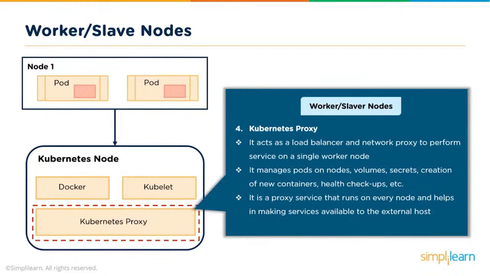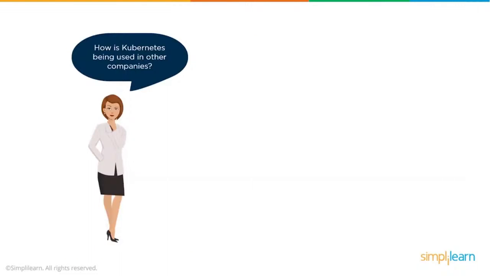And then finally you have the proxy server, and the proxy server is able to manage the nodes, the volumes, the creation of new containers, and actually helps pass the health of the container back up to the master to see whether or not the containers should be killed, stopped, started, or updated. So finally, let's see where Kubernetes is being used by other companies.